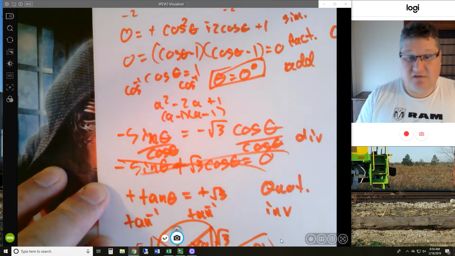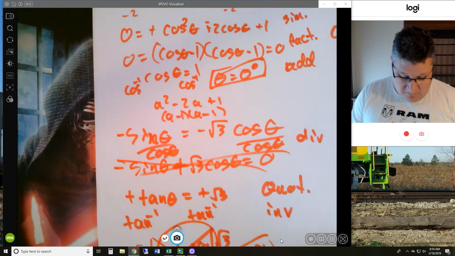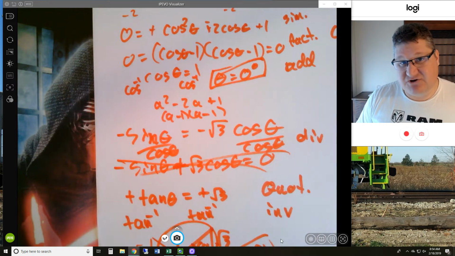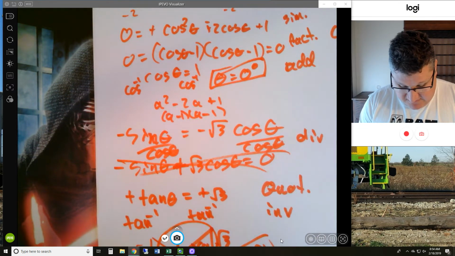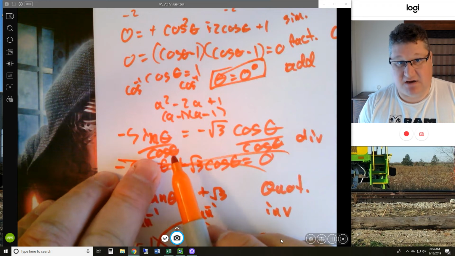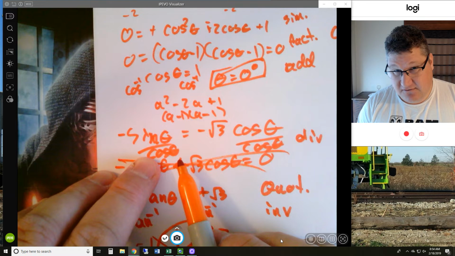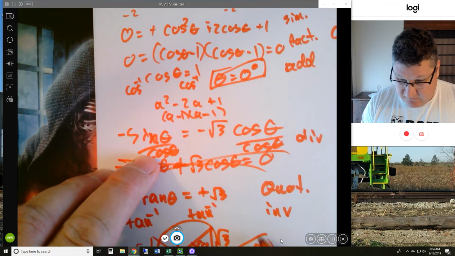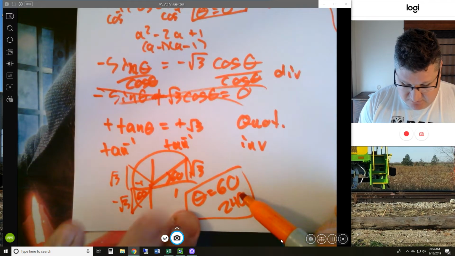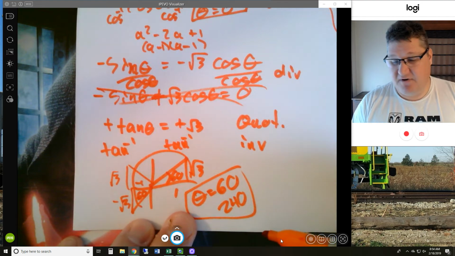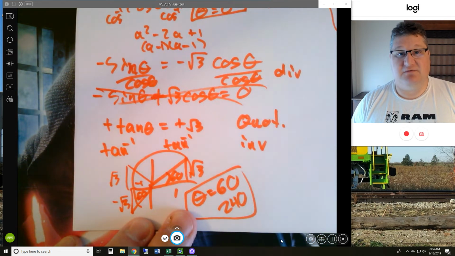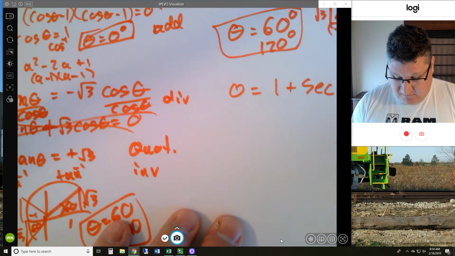240. So there you go. So let's double check, though, to make sure we haven't caused a problem, because I did divide by a cosine theta. Now, cosine theta equals 0 at 90 degrees or 270. Since 90 or 270 are not the two answers that I came up with, it's okay because we did not divide by 0.